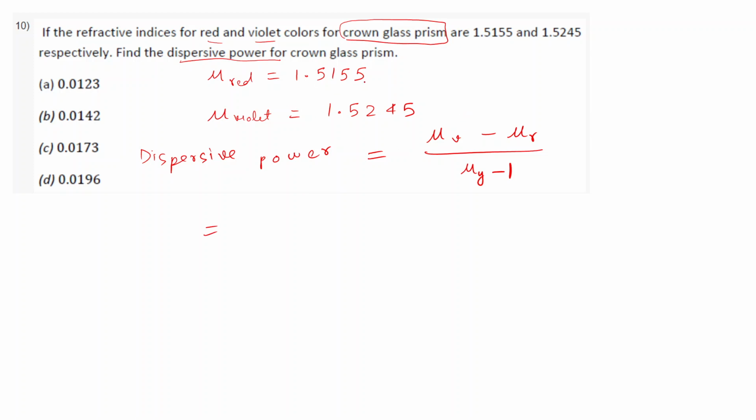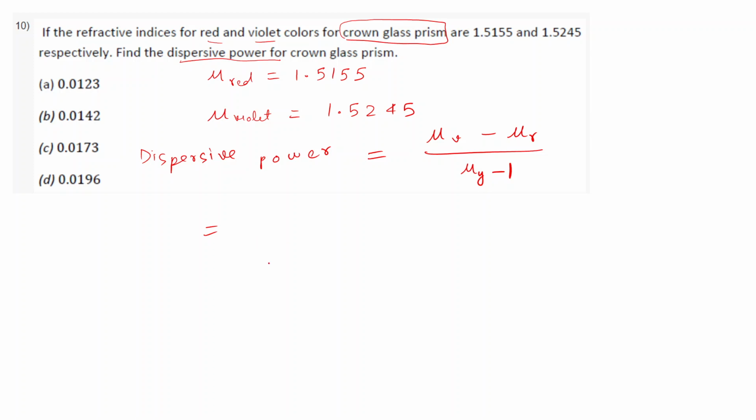Okay, so one thing is missing here in what we have been given in this question. You can see we have the refractive index for violet light, we have the refractive index for red light, but we don't have the refractive index given for yellow light.